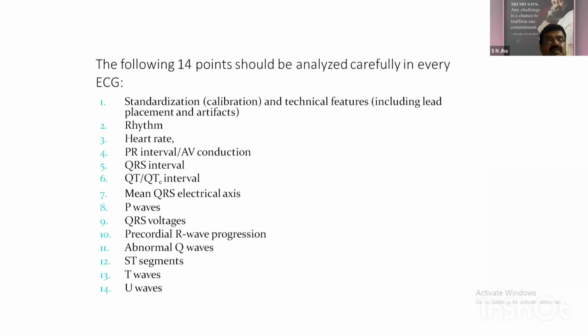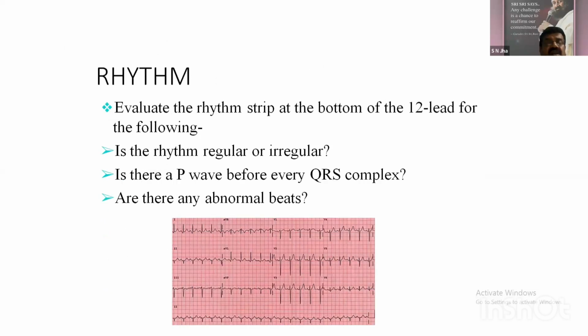How do we find this out? We evaluate the rhythm strip from the bottom of the 12 lead. Sometimes we take a long lead 2 to find out the rhythm. In the lower part you can see the 12-lead ECG, and at the very bottom we have the long lead 2, and there you can see every beat looks the same, and their interval is also the same.